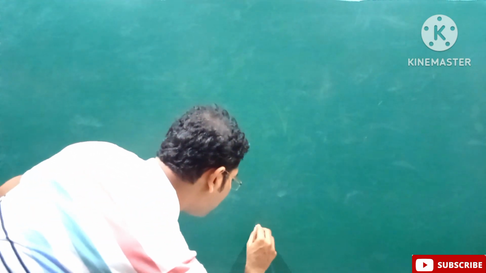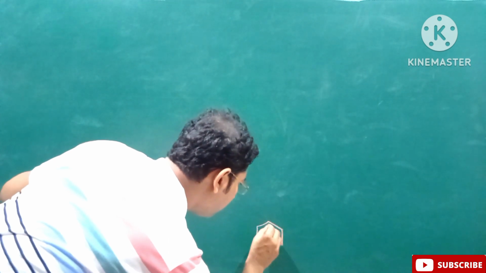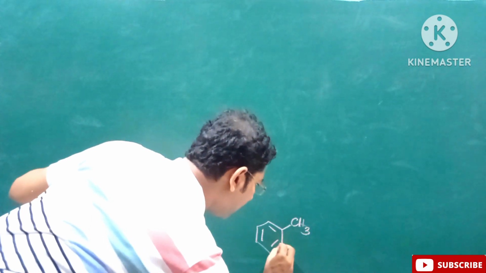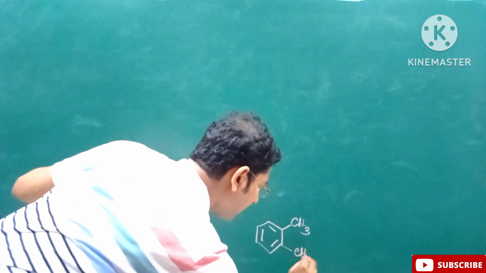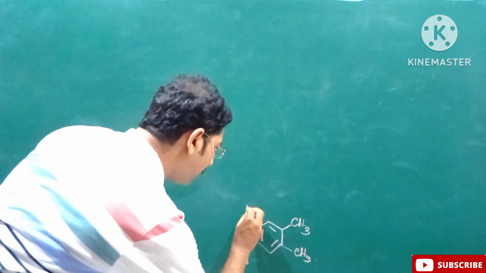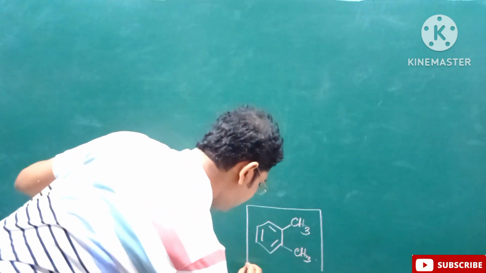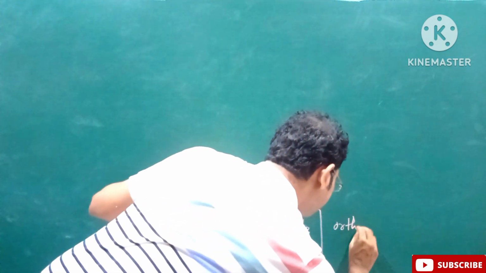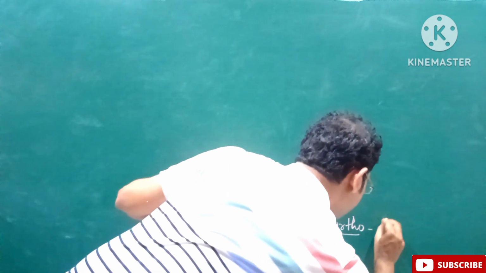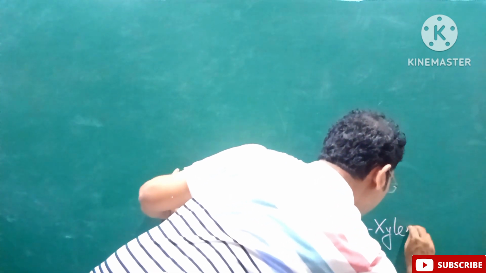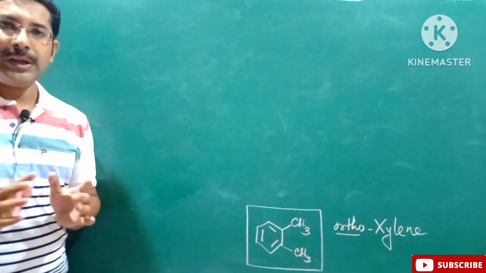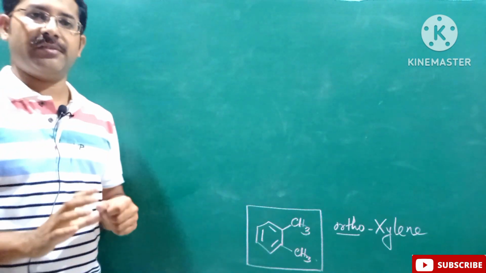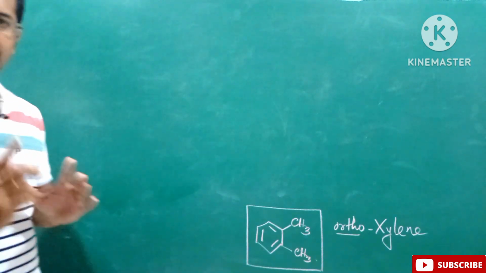The structure of orthoxylene is this one, a benzene ring. If the benzene ring contains two CH3 groups at the ortho positions, the compound is known as orthoxylene, right? So this is our molecule, which is orthoxylene. So we have to find the option where orthoxylene is the product of a sequence of reactions, right? So let's check one by one.